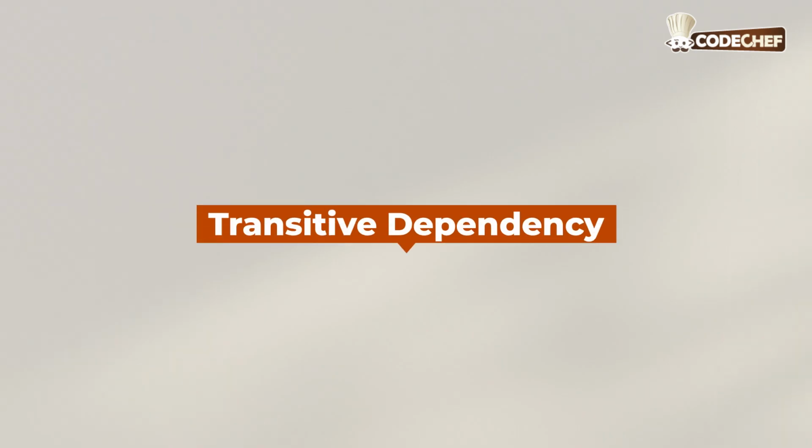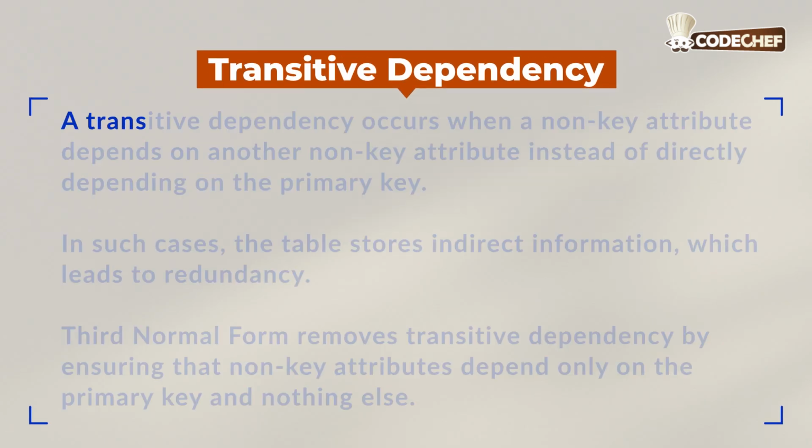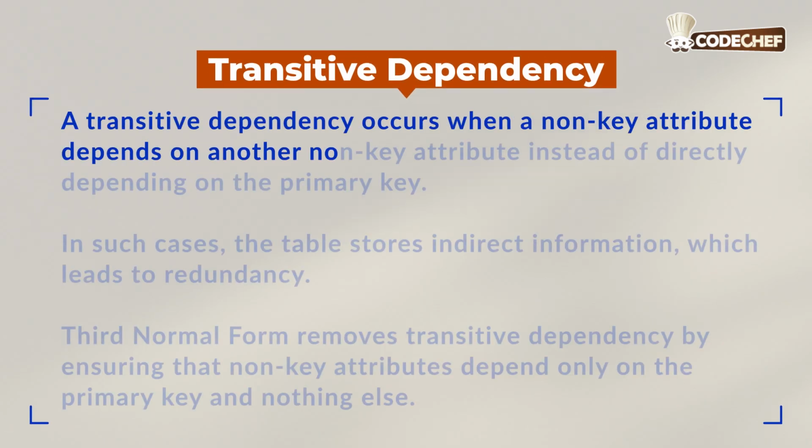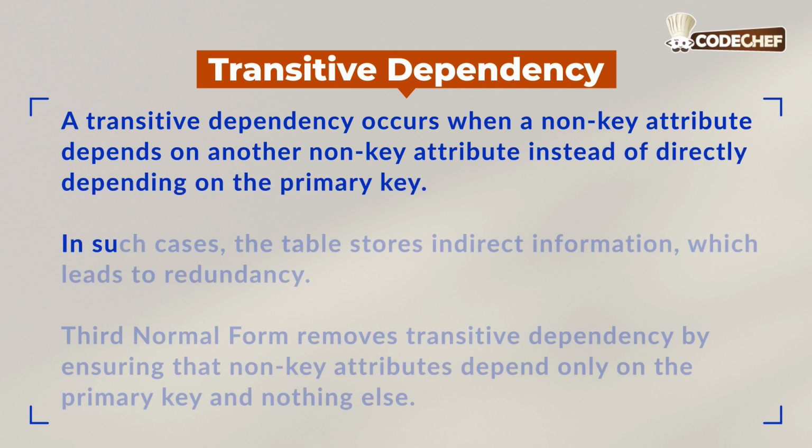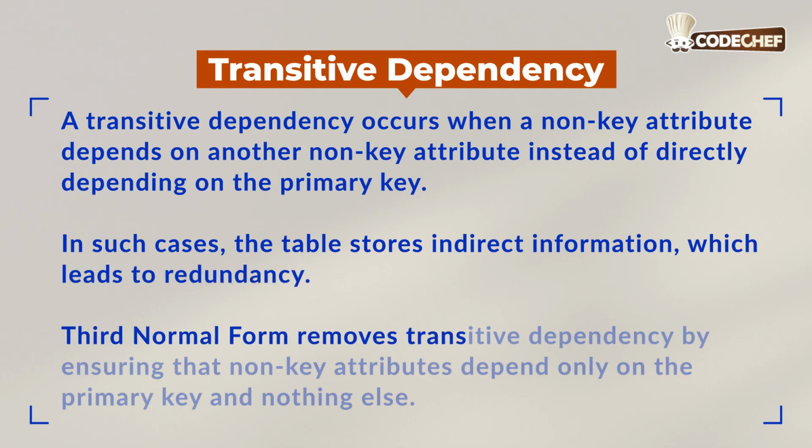What is transitive dependency? A transitive dependency occurs when a non-key attribute depends on another non-key attribute instead of directly depending on the primary key. In such cases, the table stores indirect information, which leads to redundancy. And third normal form removes transitive dependency by ensuring that non-key attributes depend only on the primary key and nothing else. So this is something very basic.